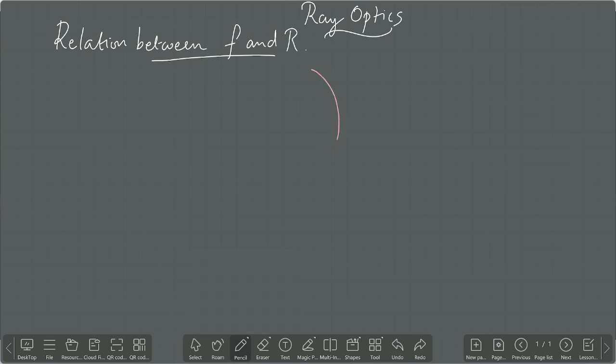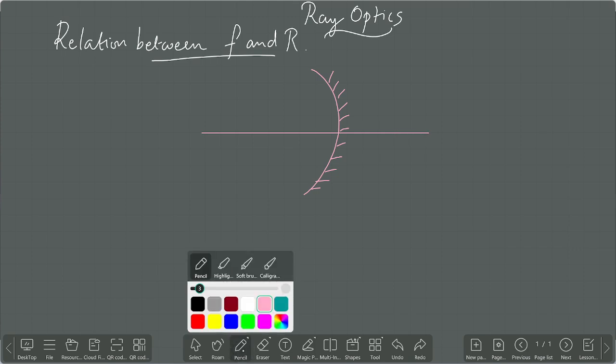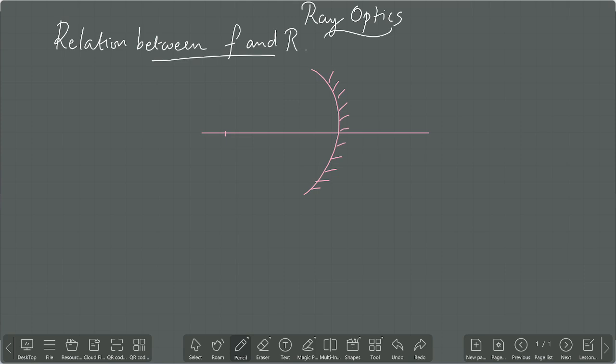Okay, what type of mirror is this? Concave mirror. Okay, next you have to draw what? As usual, what is this? Principal axis. Okay, now we will mark the parameters like what? This is C, center of curvature, and this is principal focus, all these things.